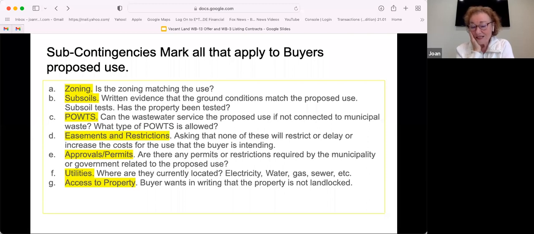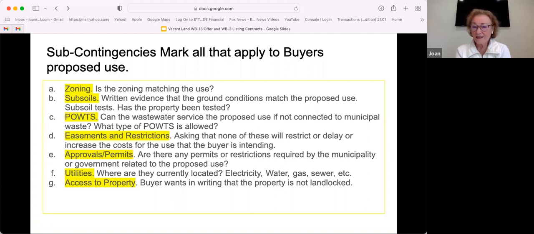And then obviously the classic one, but I've certainly seen the problem with it, is access to the property. Buyer wants in writing that the property is not landlocked. Now it's obvious in a subdivision, the roads are all winding through the subdivision. You can see that it's not landlocked. The plat of the subdivision makes it very clear. You don't have to check that box. But at the top of this page, it says mark all that apply to buyer's proposed use. So you might not even have to mark that box because it's extremely obvious that it's not landlocked.